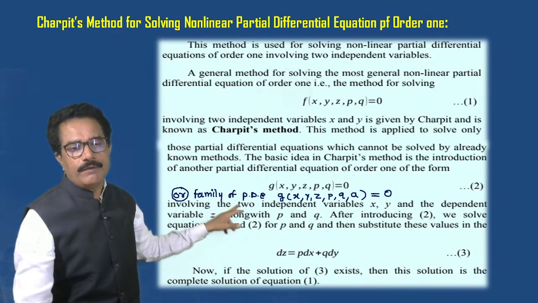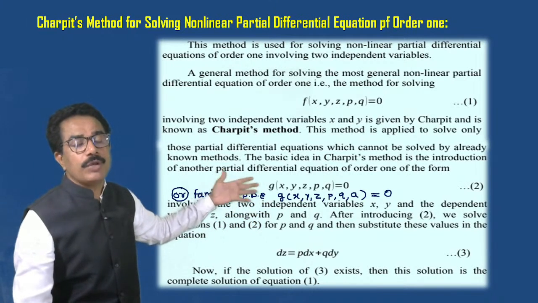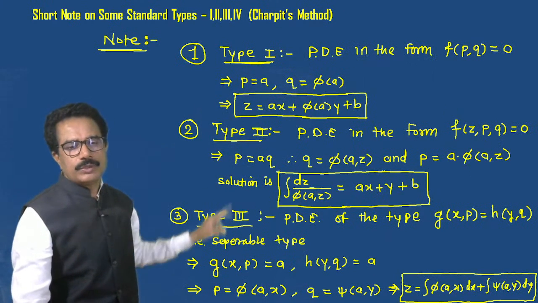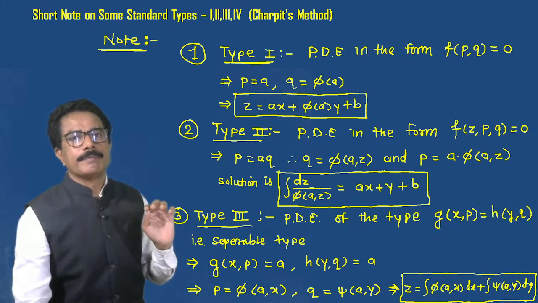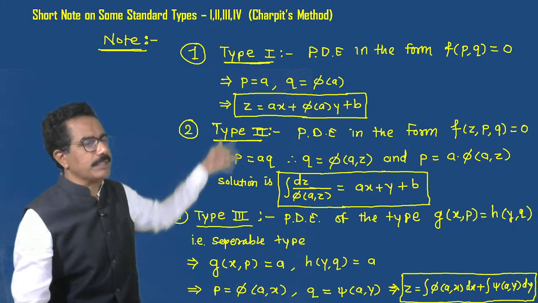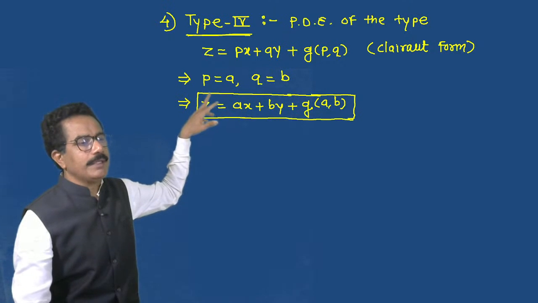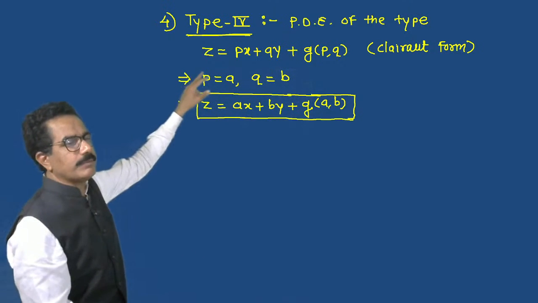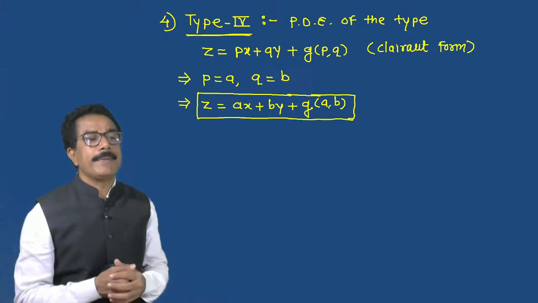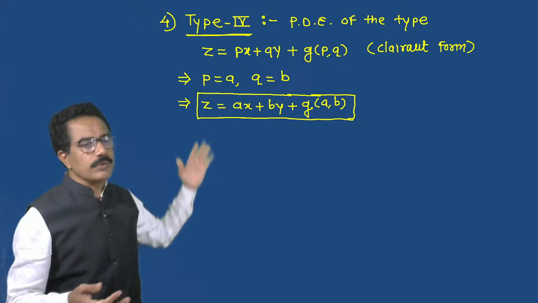This is the family of partial differential equations which we have to add in the solution of Charpit's method. So 1, 2, 3, these are the standard forms which we have studied, and we have solved a number of problems based on this. Now this is the 4th type, that is the Clairaut form. If the partial differential equation is of the type z is equal to px plus qy plus g of p comma q, so we will get the solution in this way.